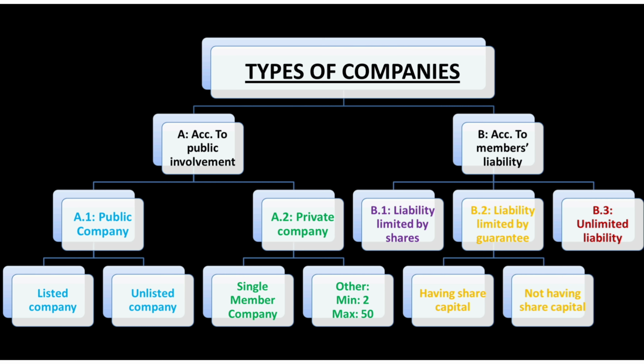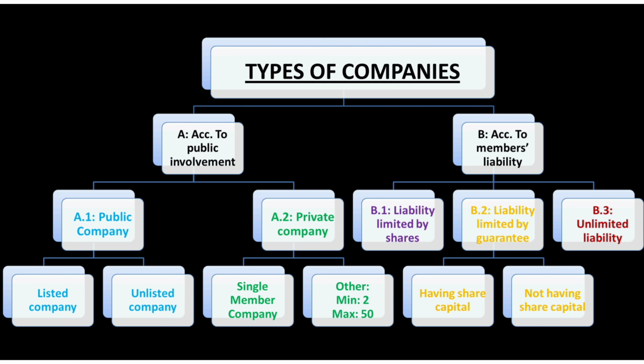Okay, first let's talk about A1. Public companies can further be subdivided into listed companies and unlisted companies. And now moving on to A2, private company can either be an SMC, that is a single member company, or it can be a company other than an SMC, that is it must have a minimum of 2 members. However, the maximum number is limited to 50 members.